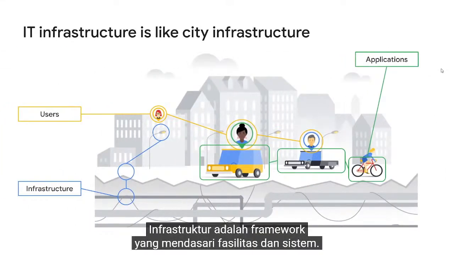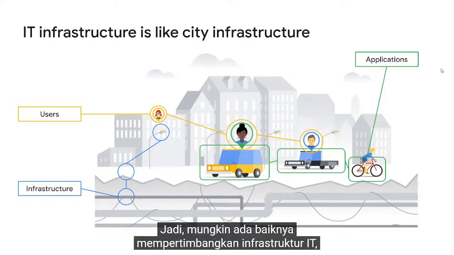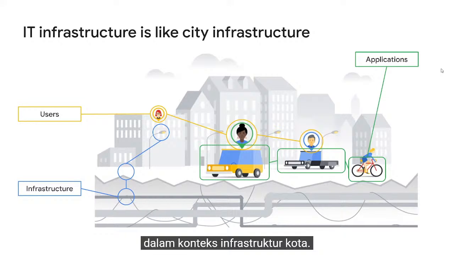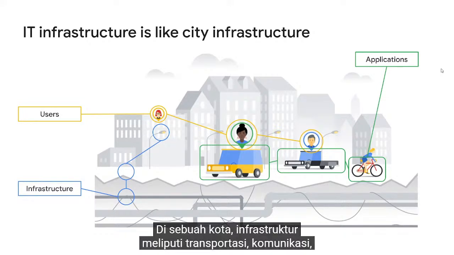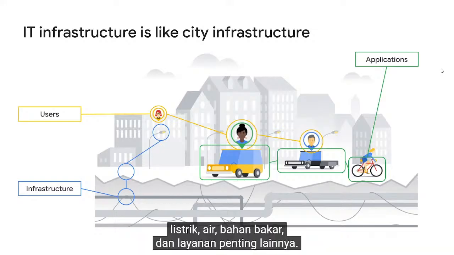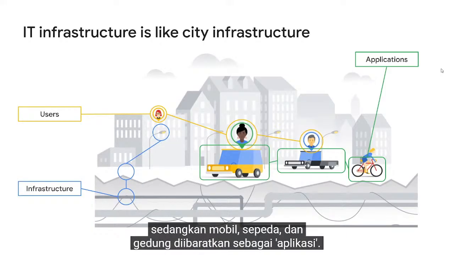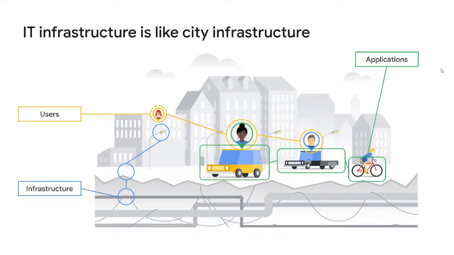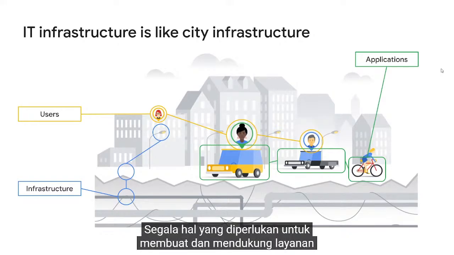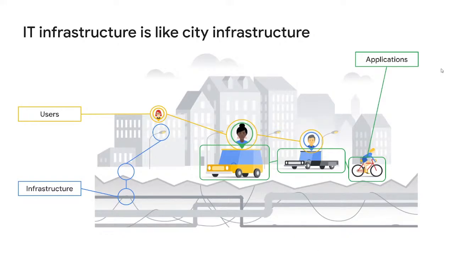An infrastructure is the basic underlying framework of facilities and systems. So it might be helpful to think about IT or information technology infrastructure in terms of a city's infrastructure. In a city, the infrastructure includes transportation, communications, power, water, fuel, and other essential services. Comparing it to IT infrastructure, the people in the city are like users, and the cars, bikes, and buildings are like applications. Everything that goes into creating and supporting those services is the infrastructure.